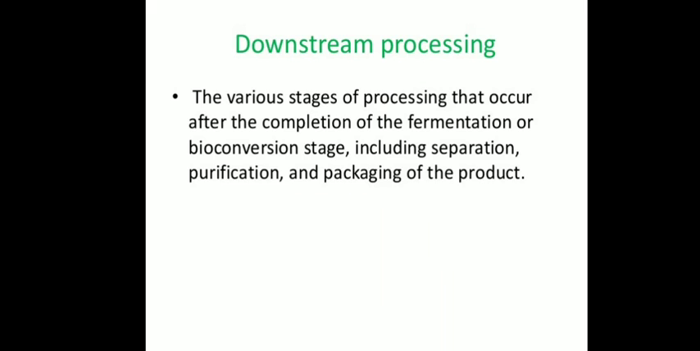Now there are various stages of processing that occur after the completion of the fermentation or bioconversion stages, including separation, purification, and packaging of the product. Means once the product is produced, after that a few processes are carried out, which are separation of your product, after separation purification of that product, and after purification proper packaging of that product is carried out, which are included in your downstreaming process.